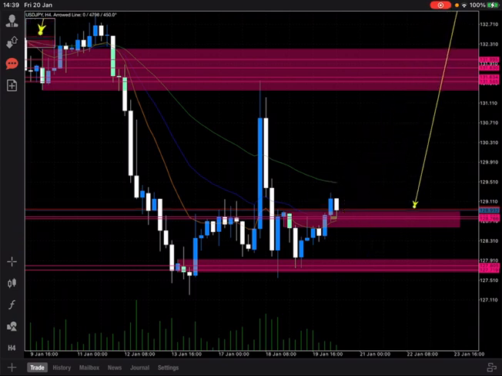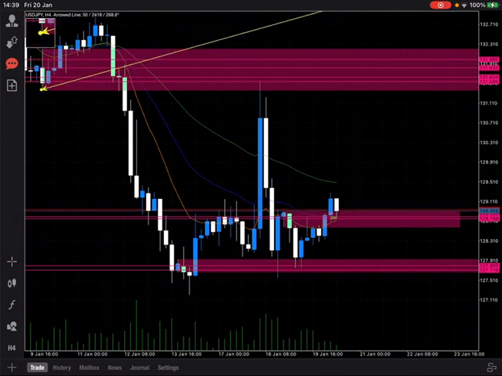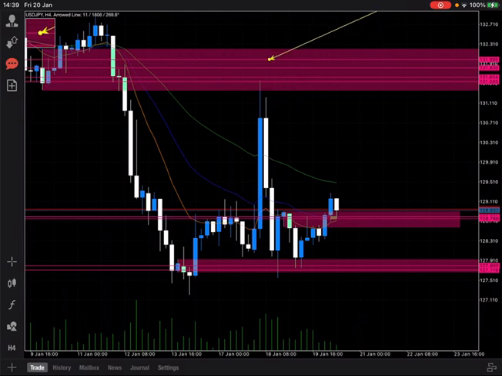Because we know price travels from zone to zone, so you don't have to enter from here necessarily. You can just monitor where the price goes or how it reacts to this zone, and then wait for these two zones instead. All right, so on UJ, sell zone, engulfing buy that failed.